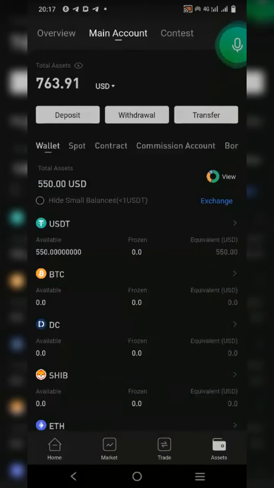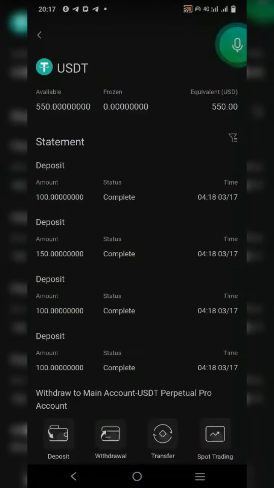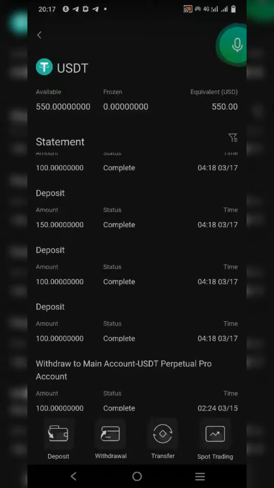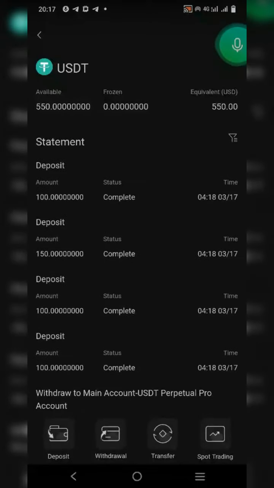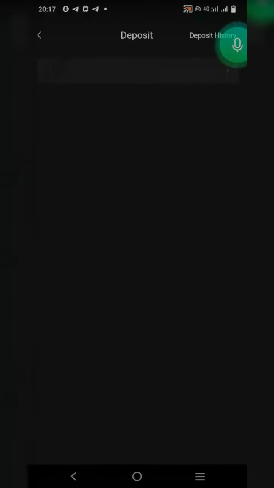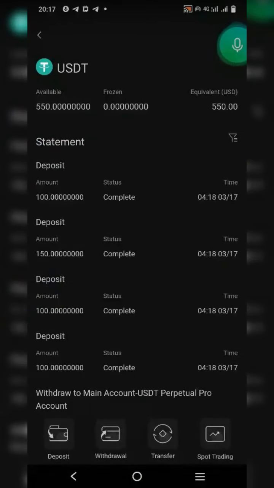The wallet is where you get your deposit address. This is like my statement of what deposits I've been doing. You can click deposit. You can withdraw at any time. You can withdraw and deposit on the in-app wallet. So this centralized exchange has an in-app wallet feature where you can deposit and withdraw cryptocurrency.